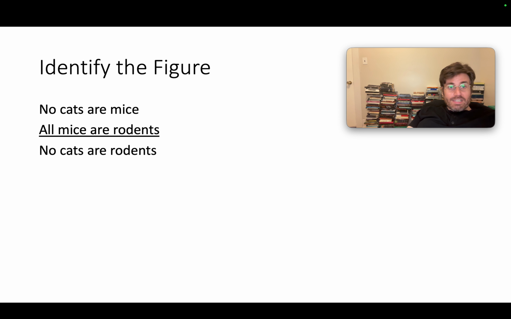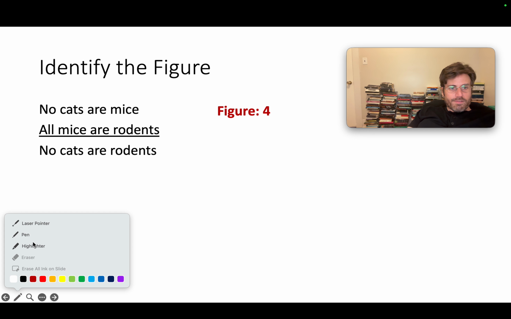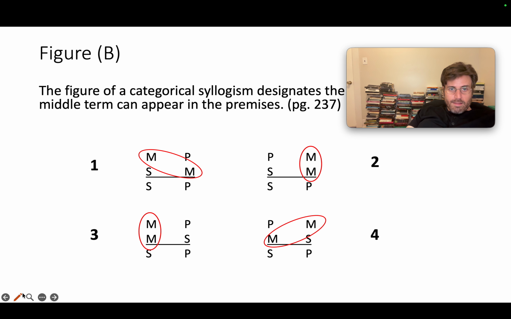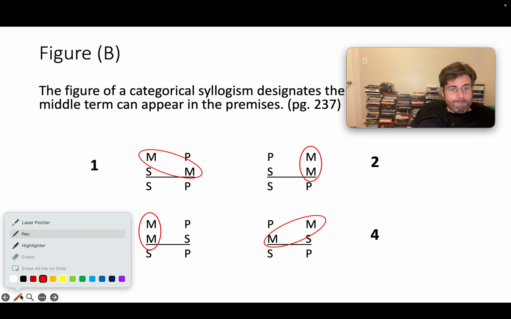First thing you want to do is identify the middle term. Where is it? Remember, it occurs in the major and minor premise, and then look for the arrangement. This is figure 4, right? We have an arrangement like this. Mice is our middle term, and mice is appearing in the predicate term in the major premise, and the subject term in the minor premise. And that does conform if you go back to figure 4 here. Middle term in predicate position and middle term in the subject position.